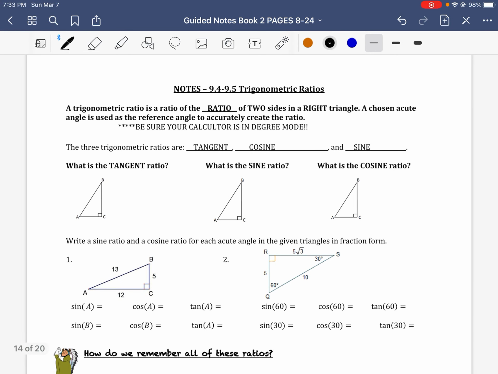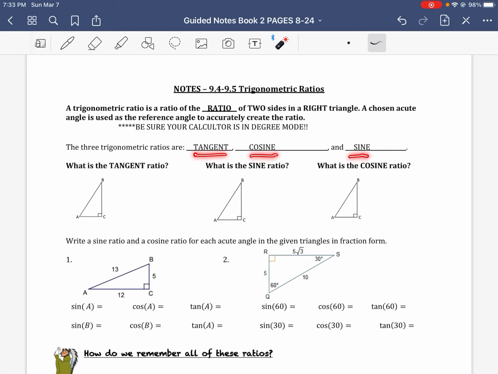Okay, this video will be a continuation of lesson 9.5, trigonometric ratios. So in the last video, we introduced you to the trig ratios, how to set up a trigonometric equation with one of these ratios, and we talked about how to solve that to identify different parts of the triangle. So there were three different ratios: tangent, cosine, sine.